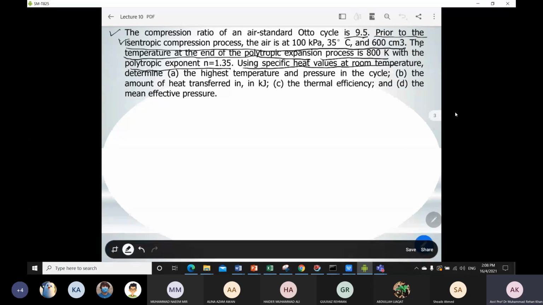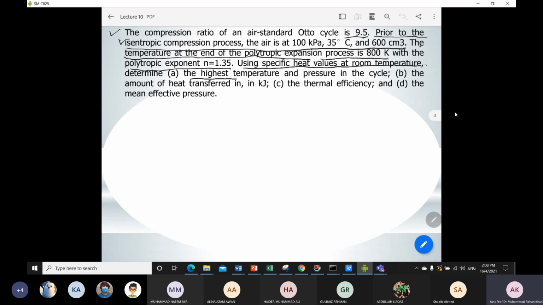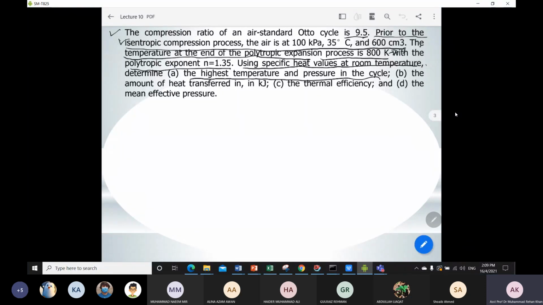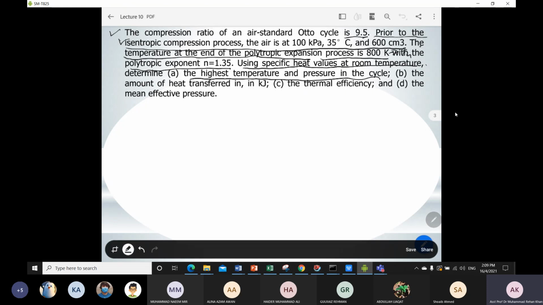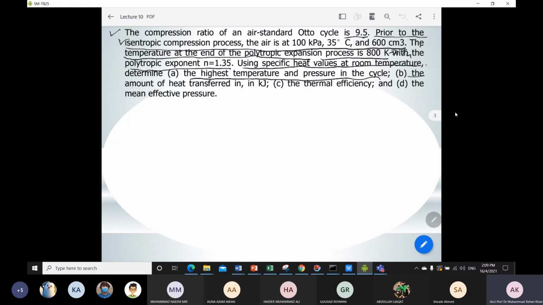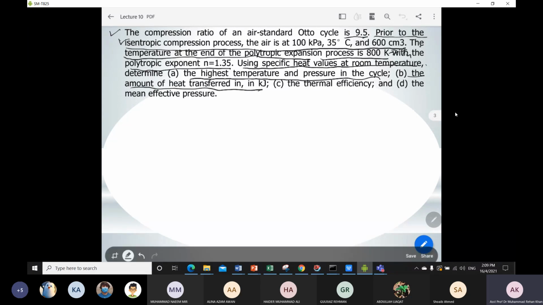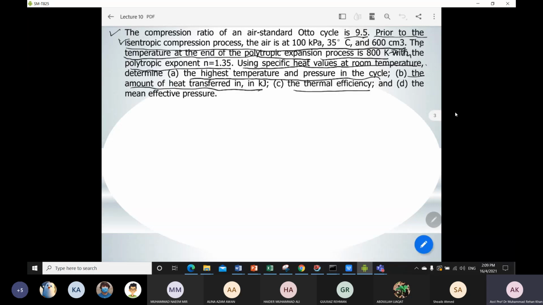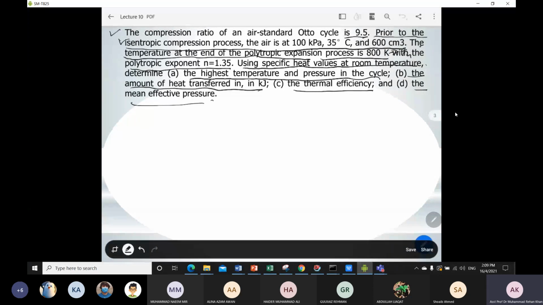So using specific heat values at room temperature, you have to use the constant specific heat procedure in order to solve this problem to determine the highest temperature and pressure in the cycle. So the highest pressure and temperature is at point number 3. Then the amount of heat transfer in kilojoule, so you have to find the Q, which is your heat transfer, the thermal efficiency, and the mean effective pressure. So this is your question. So we will see what the solution of this one is.